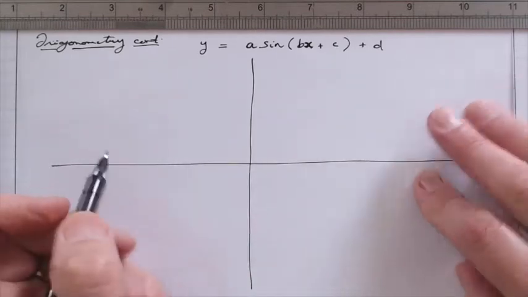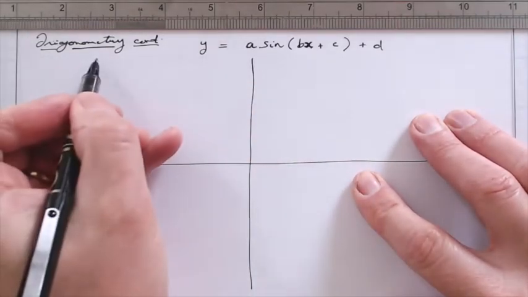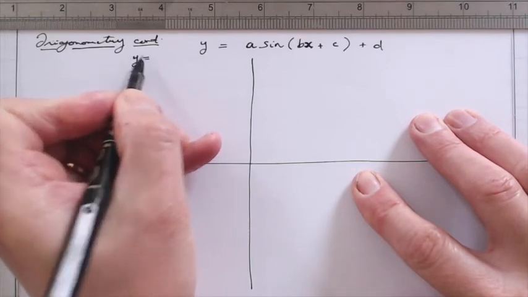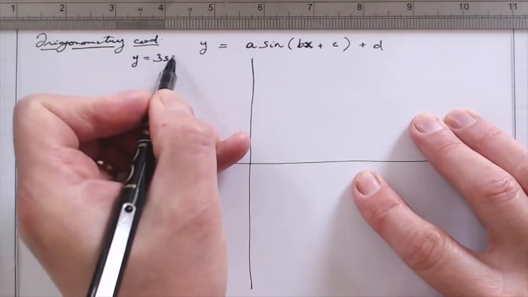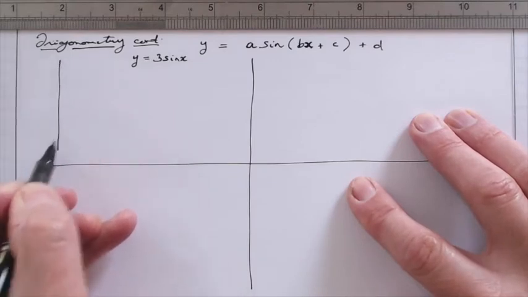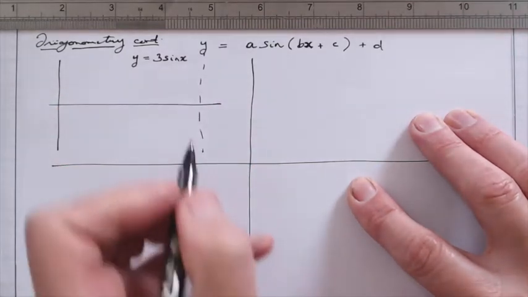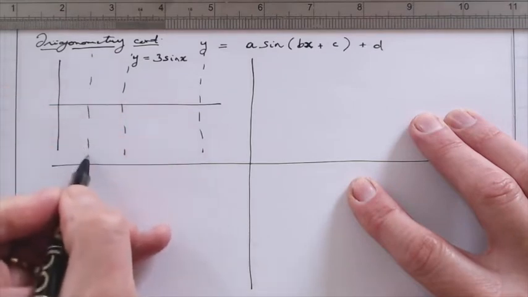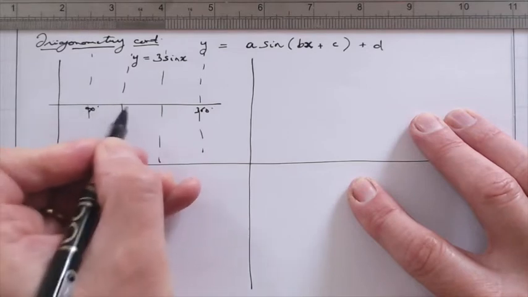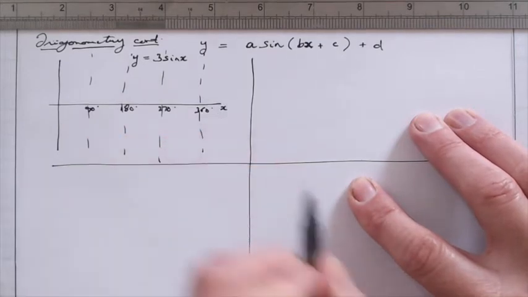Okay, so let's start with this one, multiplying sine x. So let's imagine we wanted to draw a graph of y equals 3 times the sine of x. Okay, that's fine. And we're asked to take x between 0 and 360. So I'll just quickly indicate this. So we have our 90 degrees and 180, 270, and I am just doing sketches here. These are not meant to be fancy pictures.